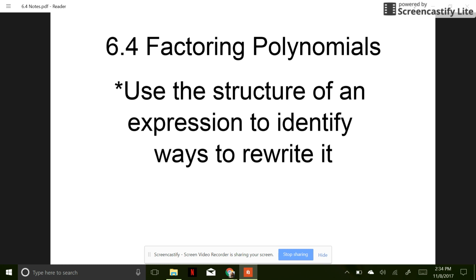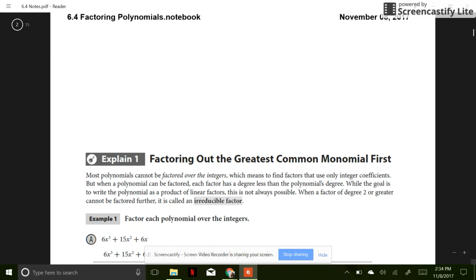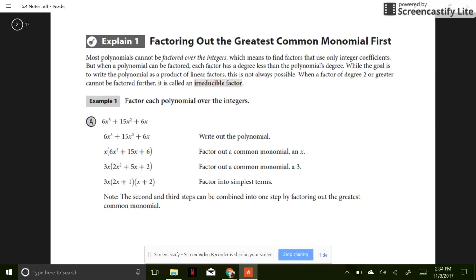So this is section 6.4, talking about factoring polynomials. The first thing we always want to look for before we factor is, is there a common factor that we can pull out? So the first thing we look for is factoring out a common monomial.